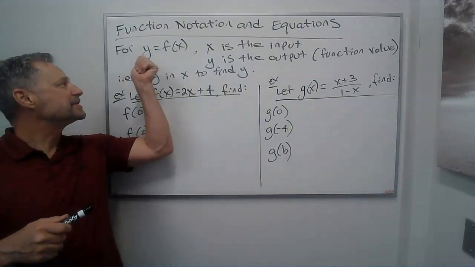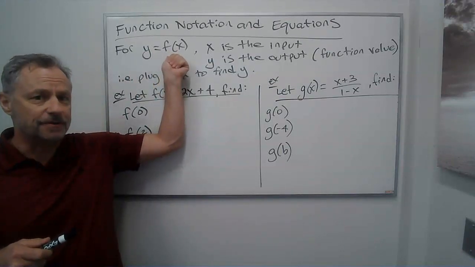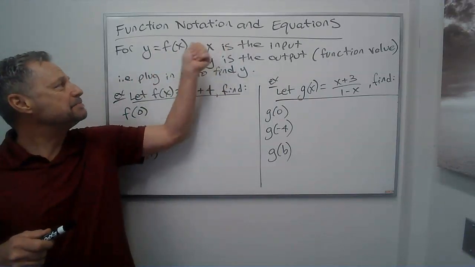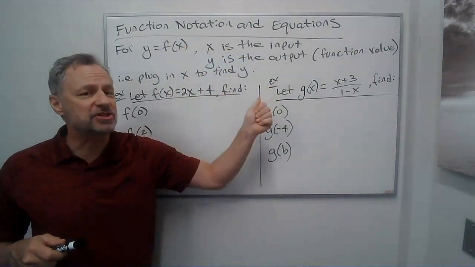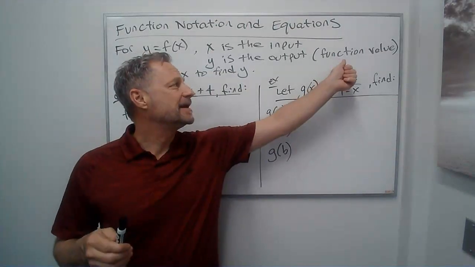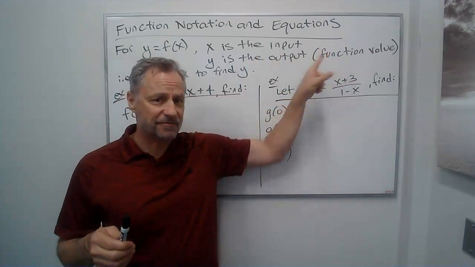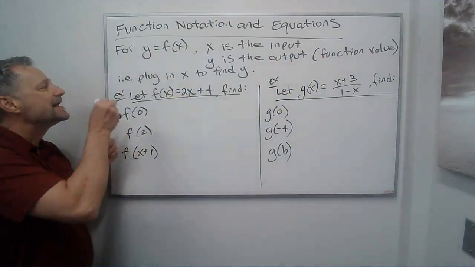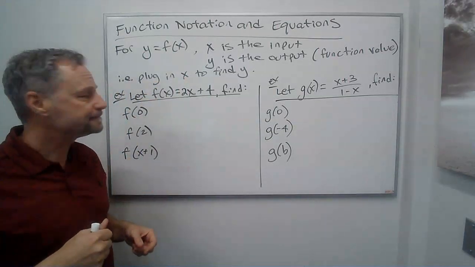So remember, typically y equals f of x, so y is going to be the function value. X is the input that we're going to put into the function, and y is going to be the output or the function value. Always remember when they talk about the function value, they're always talking about the y output. Okay, so the y value is the function value. In other words, to find these, we're just going to plug in x to find y.